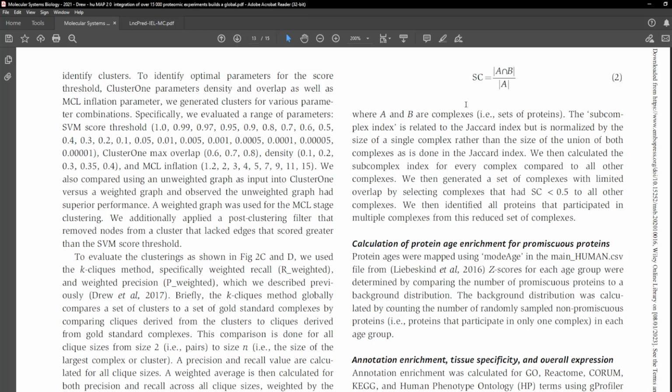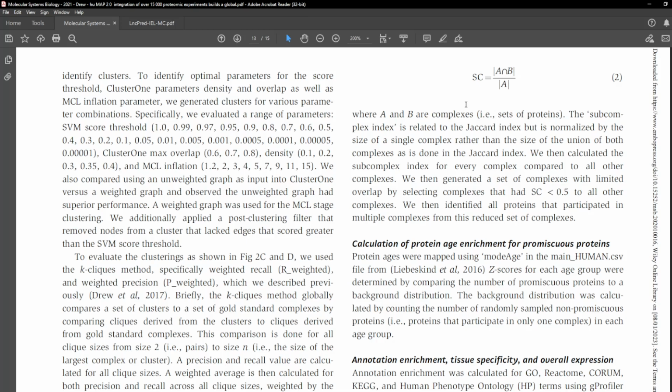We evaluated all clusterings using the K-Cleeks method, comparing to the training set of gold standard complexes. We selected 5 clusterings that optimize the trade-off between precision and recall, as shown in Fig 2c. These 5 clusterings were then combined into a union set. Table 2 shows the clustering parameters used for the selected clusterings.